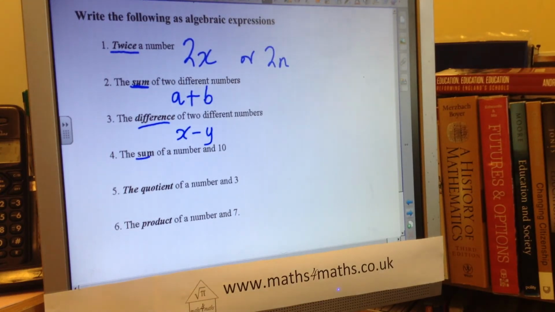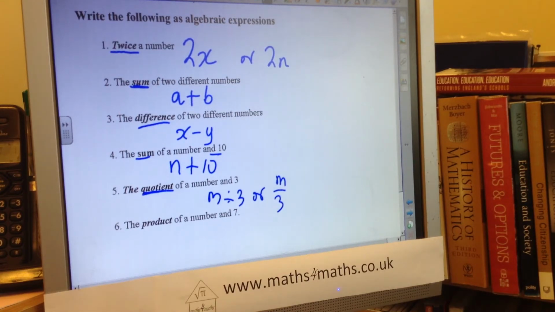Same thing, sum of a number and 10. If we consider the number to be n, all we need to do is to add 10. The quotient of a number and 3. Quotient is the answer to division. So if we take the number to be m, we then divide it by 3. That is the quotient of a number and 3. Or we could write that as a fraction m over 3.